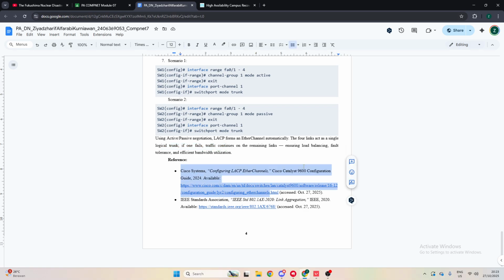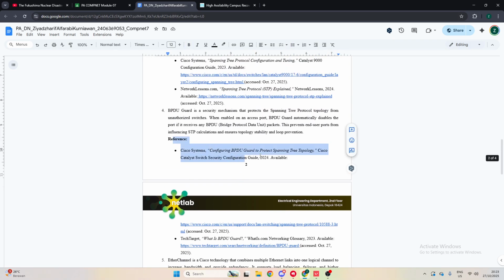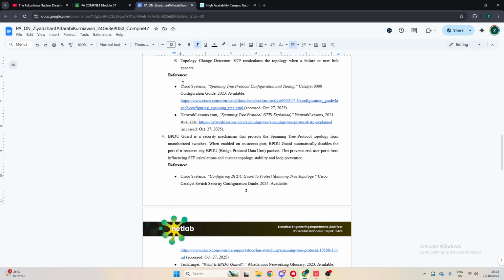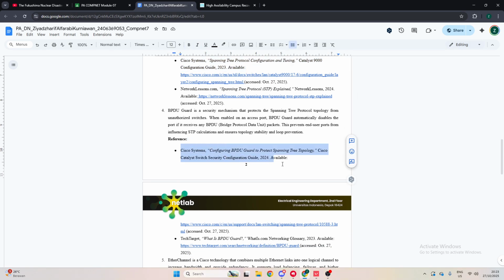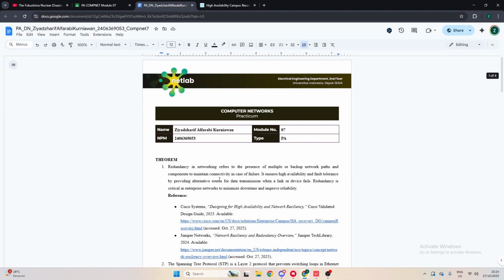And lastly, these are my references. You can see they basically come from the same source, which is Cisco Systems websites and some other extra material. And that's it.